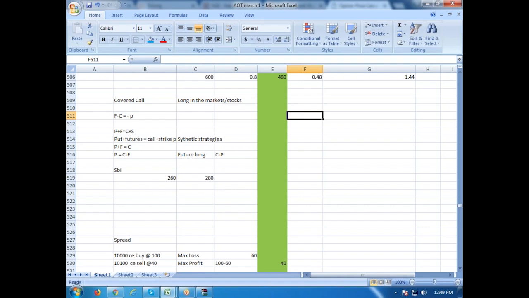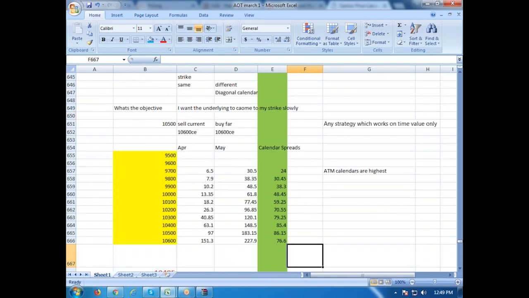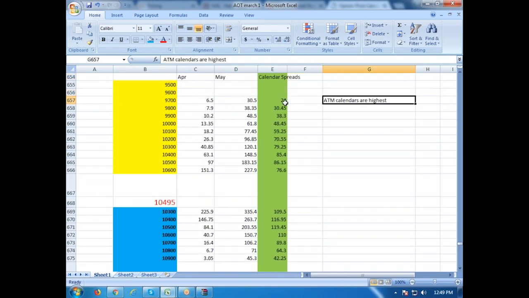Now we have these calendar spreads here, and we arrived at this logic: ATM calendars are highest. Market looks volatile to me. मेरे को आज markets volatile लग रहा है. At the money calendar spread, sell. Without thinking about direction, at the money calendars, sell. Remember, at the money calendars sell कर रहे हो, इसका मतलब क्या होता है? इसका मतलब है you buy the current month and you sell the next month.